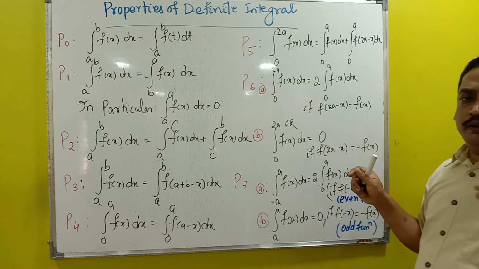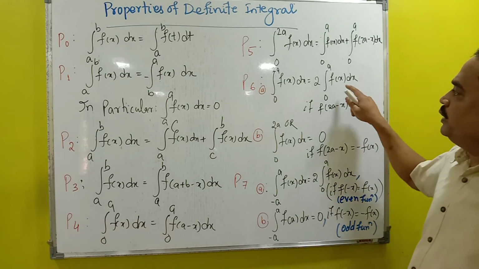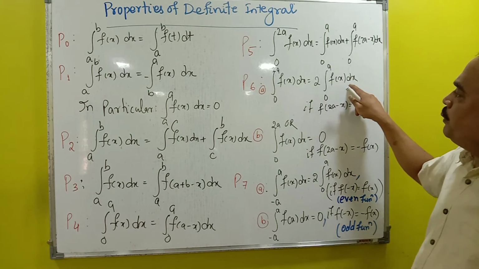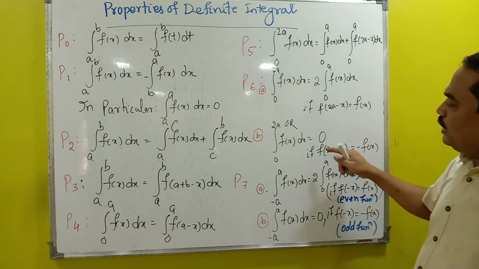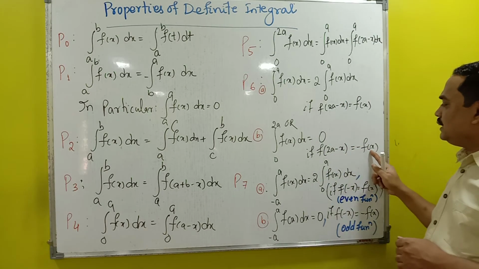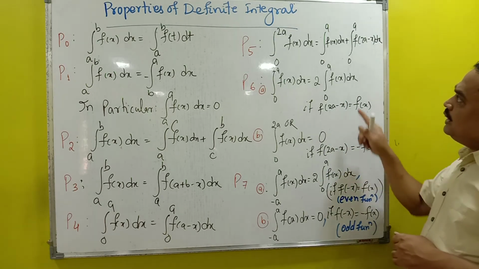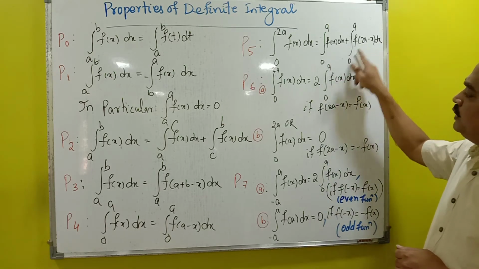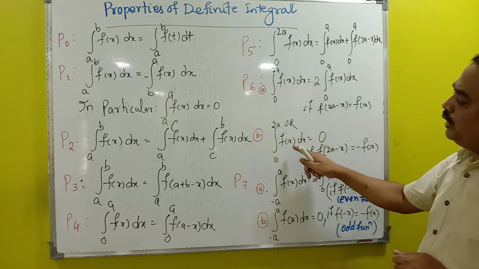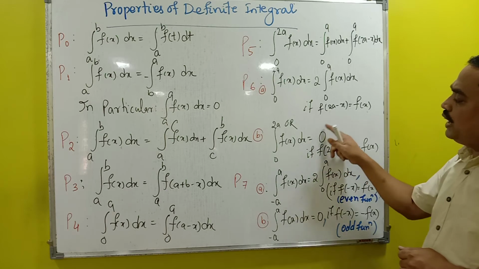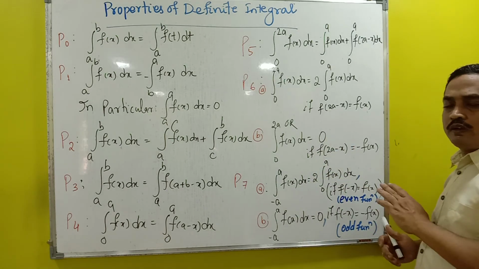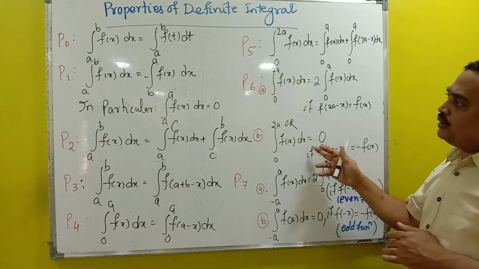It will be applied in most of your trigonometry questions. This is integral 0 to a f of x dx. Or if f of 2a minus x is equal to minus f of x, then in that case it is plus minus, which gives 0. So directly integral 0 to 2a f of x dx is equal to 0. Understood? This is property 6.